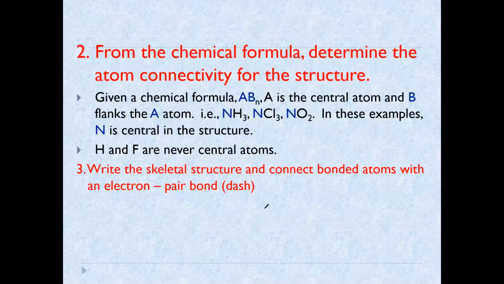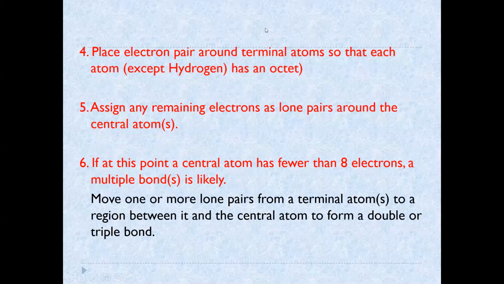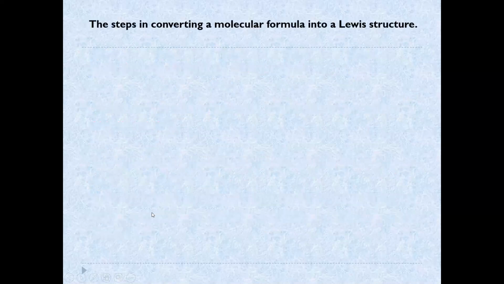And in step three, we now add the dash, the bond, we make the bond formation. So the next one is to place electron pairs around the terminal atoms so that each atom has an octet. Assign the remaining electrons as lone pairs around the central atom. So now let's look at a typical example.